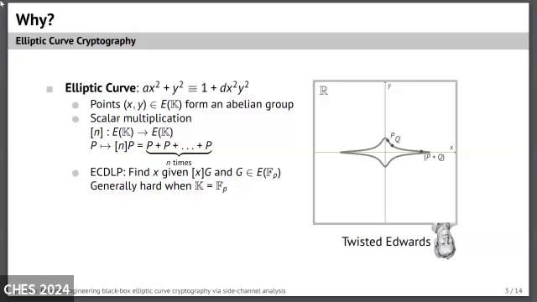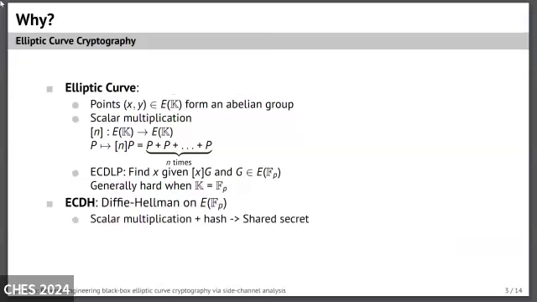You have this nice group. You can add these points together. Now, when you can add points together, you can do scalar multiplication, and as we all know, based on this, you can have the elliptic curve discrete logarithm problem, and that's hard given some constraints on the curves and the fields. And on this problem, you can build fancy cryptography, or let's say basic cryptography, like Diffie-Hellman, which is really just a scalar multiplication plus some hash, and out comes the shared secret.